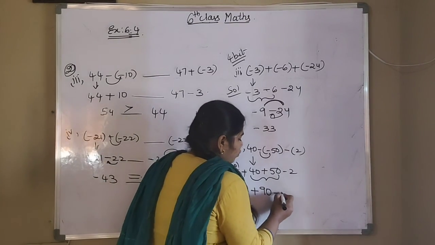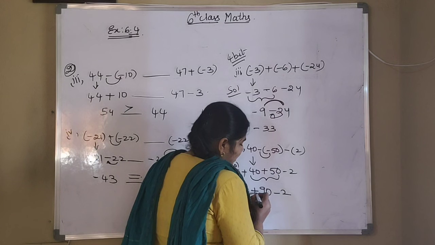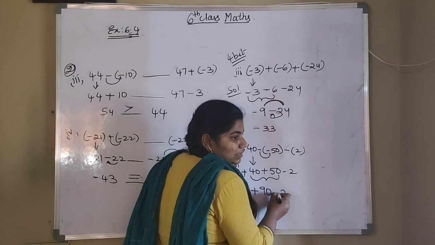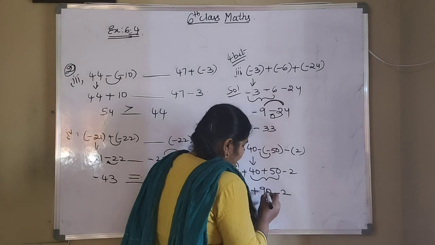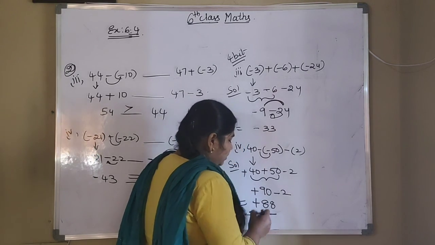And minus 2 you write down here. So plus into minus is nothing but minus. 90 minus 2 is 88. Bigger number sign is plus. So this is the answer.